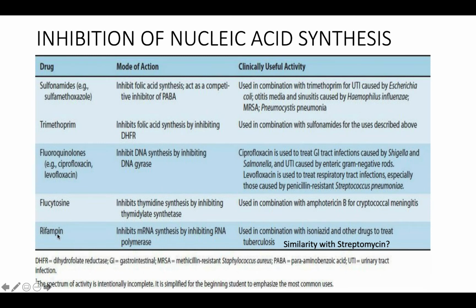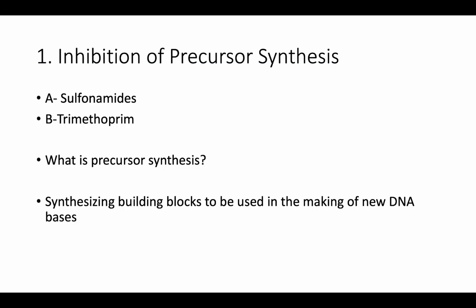Rifampin we discussed, this is one of the ones that are used with isoniazid against tuberculosis. People usually remember rifampin R with RNA synthesis, so rifampin inhibits RNA polymerase, and obviously that would be bactericidal. So from this, let's see where we can fill in some details.